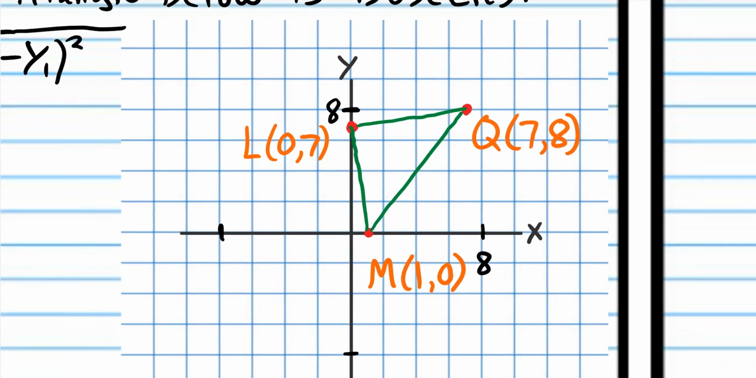If you wanted to find the distance between L and M, you would use this triangle and subtract the x values, and you would have 1 here, and subtract the y values, and you'd have 7 here for that leg. And again, just use a squared plus b squared equals c squared. But in this class, we're going to use the distance formula.